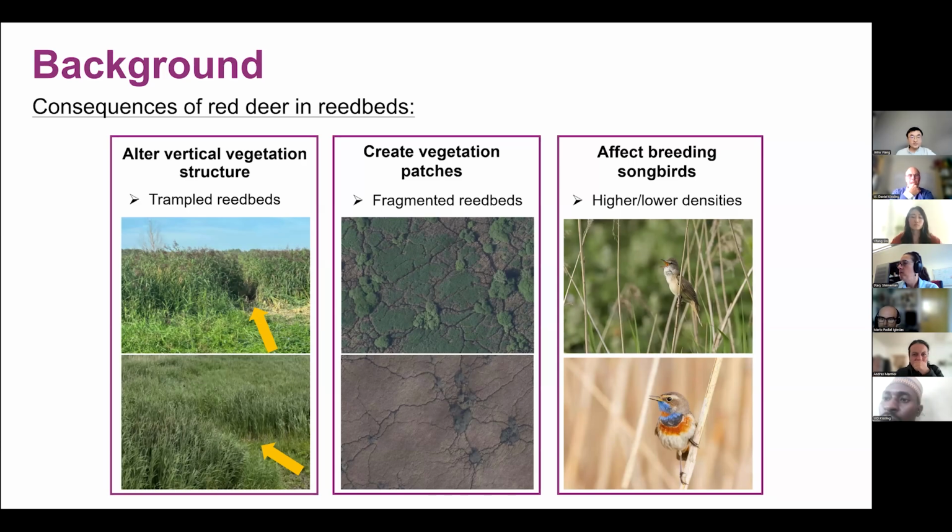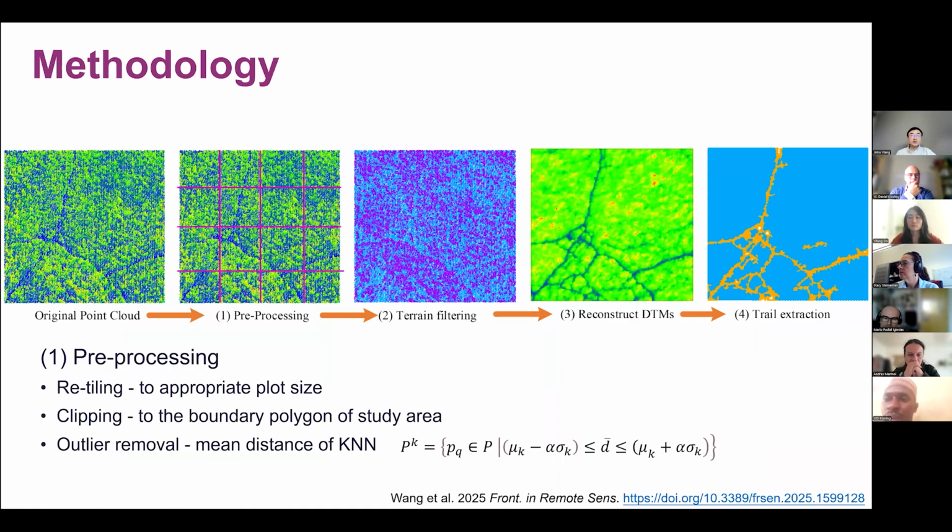lower densities. To delineate those trails, we introduce this workflow, which consists of four major steps: pre-processing, trail filtering, reconstructing DTMs, and trail extraction. The input is the original airborne LiDAR data. In the pre-processing step, the original point cloud was first retiled to appropriate tiles, followed by clipping to the boundary of the study area. Then some outliers were removed.